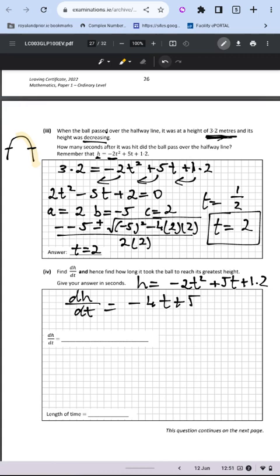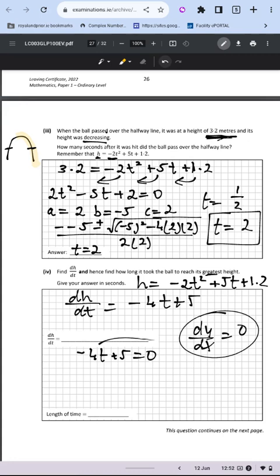And find how long it took to reach its greatest height. If you ever say greatest, maximum, minimum, you diff it and you let it equal to 0. So minus 4t plus 5, let that equal to 0. So always at a maximum or a minimum or a turning point, generally I'll say dy/dx equal to 0. Gets your attempt marks. Working out t, keep her positive, keep her happy. And t is equal to 5 over 4. So 5 over 4 or 1.25 seconds.